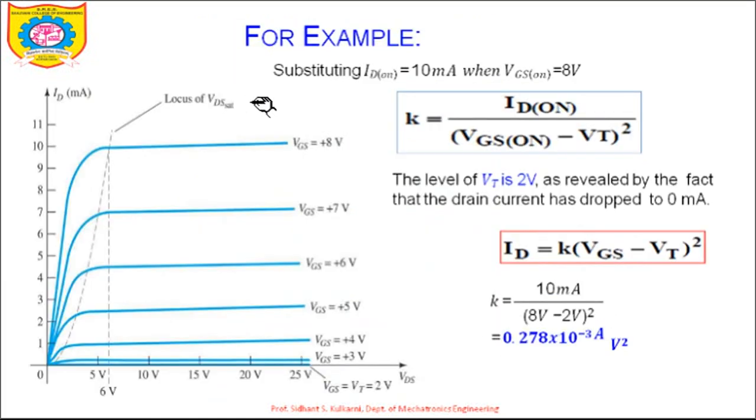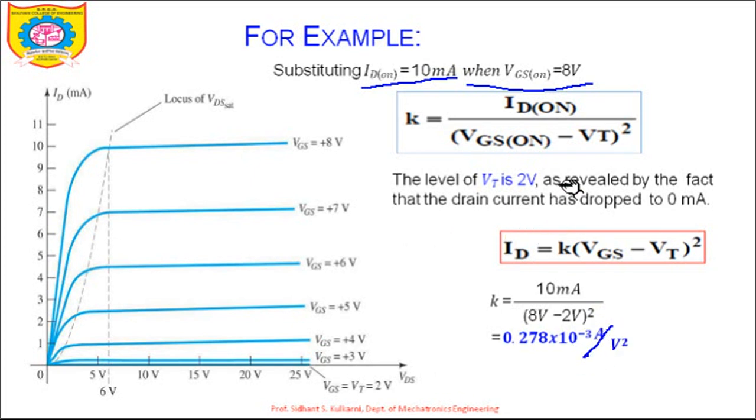For example, let's say we have ID on current of 10 milliampere and VGS on is 8 volt. We can calculate K. VT, the threshold voltage, if we consider it as 2 volt, and we put in the values, 10 milliampere divided by (8 volt minus 2 volt) square, we'll get the value of K as 0.278 into 10 raised to minus 3 ampere per volt square.